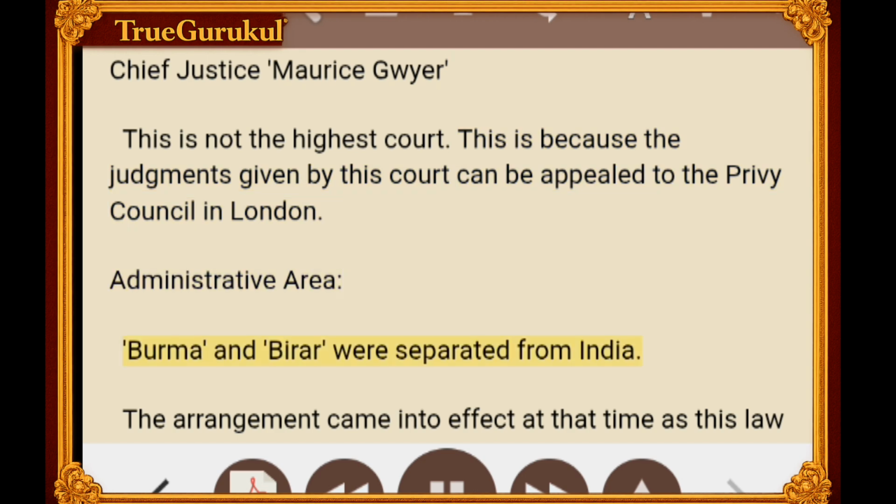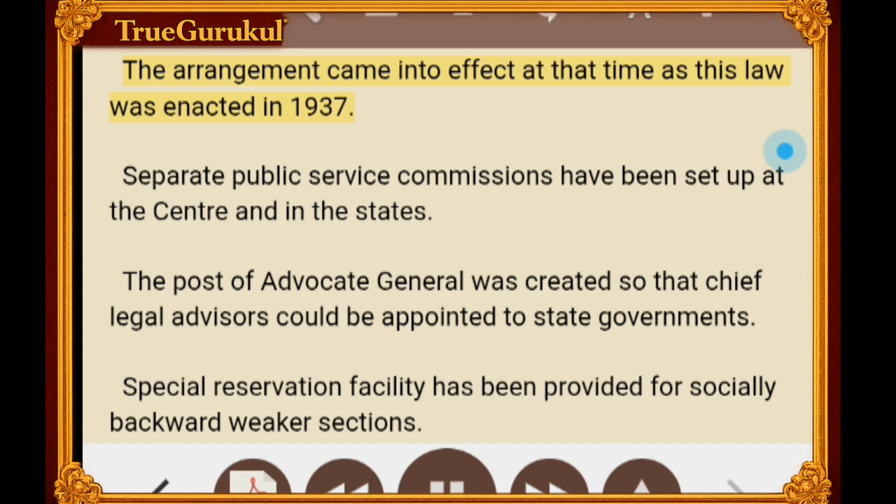Administrative area. Burma and Berar were separated from India. The arrangement came into effect at that time as this law was enacted in 1937. Separate public service commissions have been set up at the centre and in the states. The post of Advocate General was created so that chief legal advisers could be appointed to state governments. Special reservation facility has been provided for socially backward weaker sections.